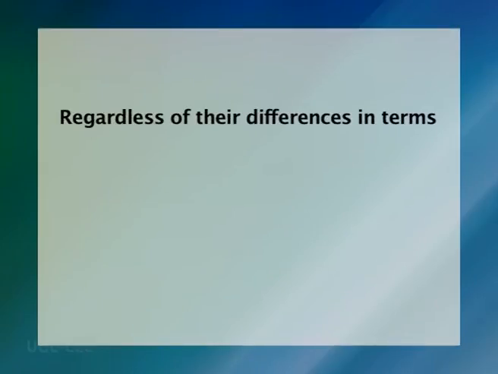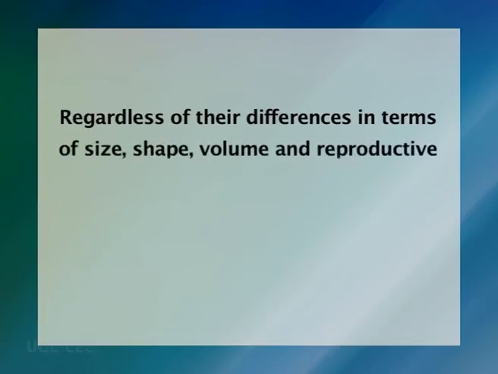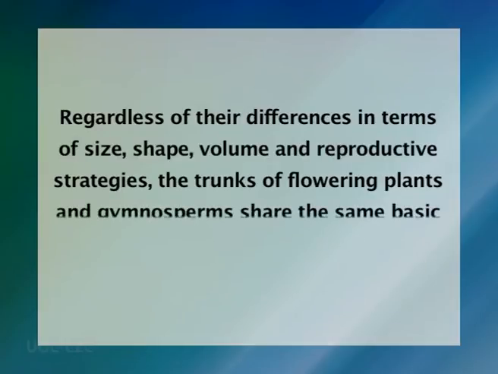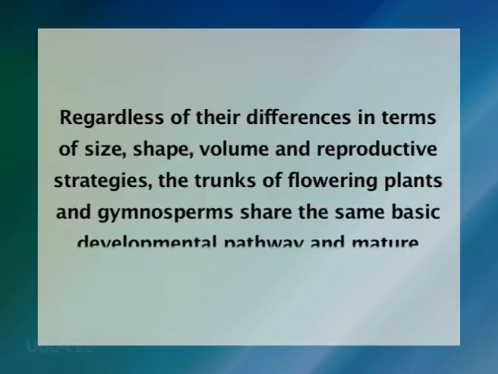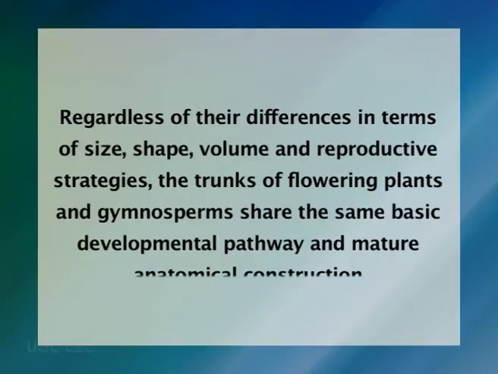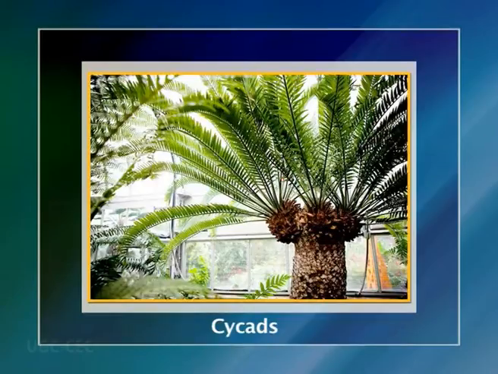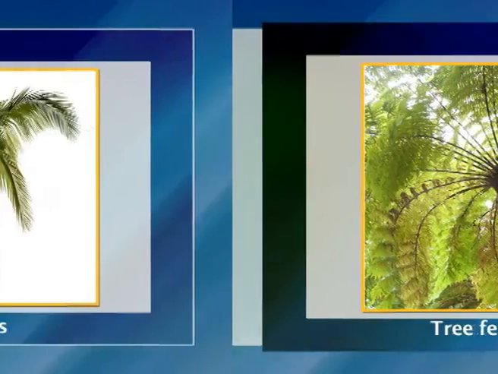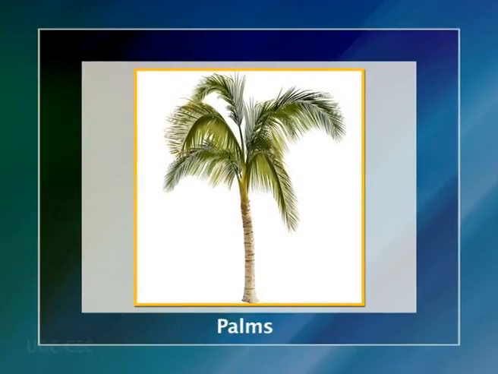Regardless of their differences in terms of size, shape, volume, and reproductive strategies, the trunks of the flowering plants and gymnosperms all share the same basic developmental pathway and mature anatomical construction. One of the best examples of convergent evolution in tree habit is between cycads, tree ferns, both of which are gymnosperms but unrelated, and palms, that's monocotyledons.